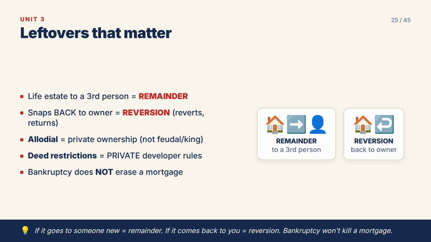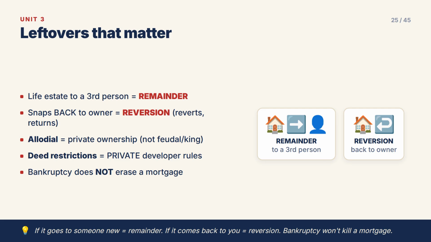A life estate that passes to a third person at death is a remainder. If it snaps back to the original owner or their heirs, it's a reversion: reverts, returns. The feudal system means the king owns everything. America runs allodial private ownership. Deed restrictions are private rules from developers, not government. A personal easement in gross dies with its holder and can't be handed off.